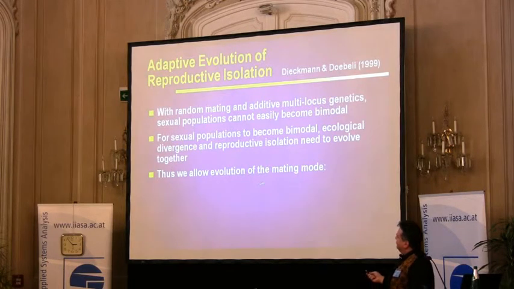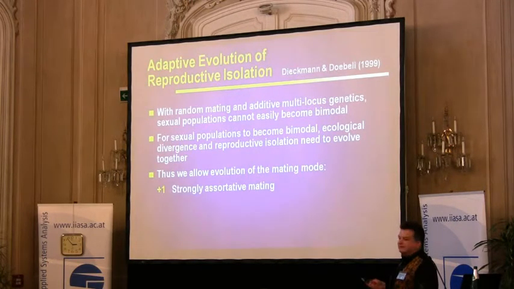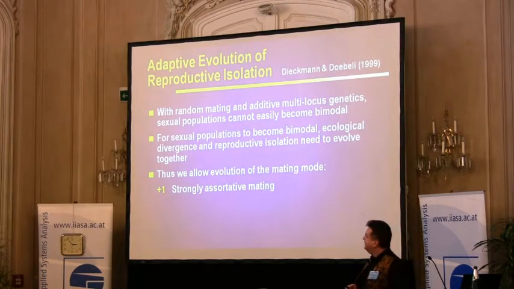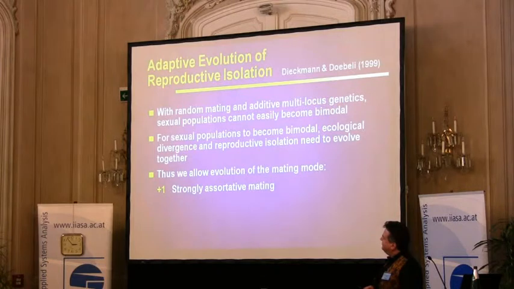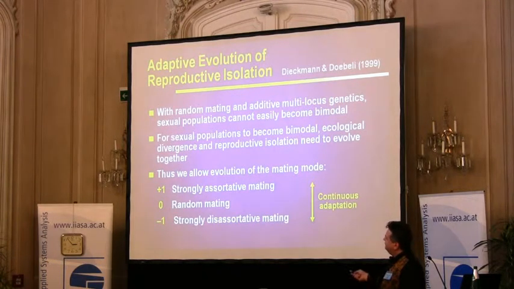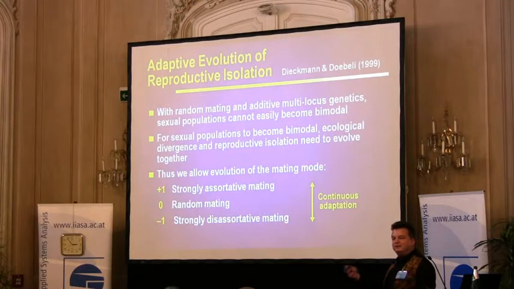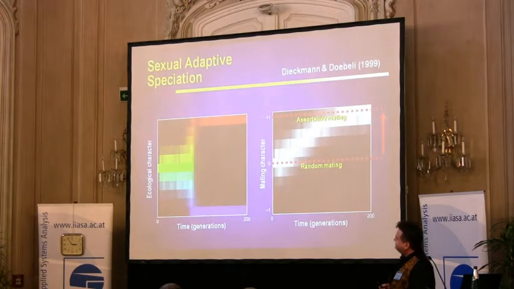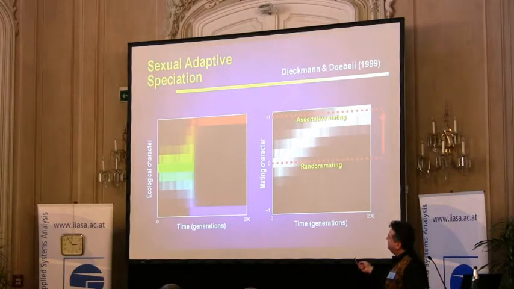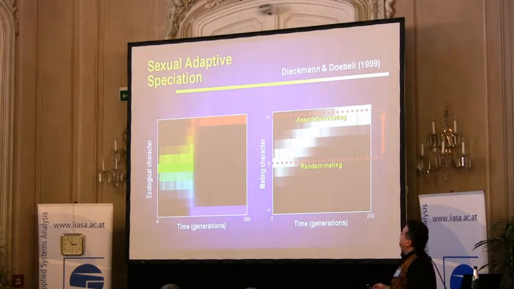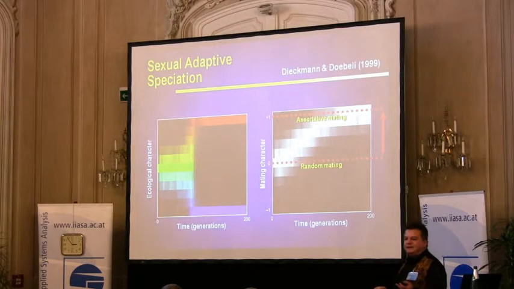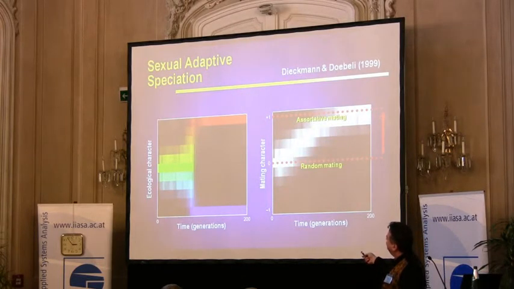And thus we allowed evolution of the mating mode. We introduced a second character in addition to the ecological character, which could range between +1 and -1, with 0 corresponding to random mating. So we allowed gradual evolution of the assortment. And here's what we get. We see again, even though we now have a multilocus model with diploid inheritance and sexual reproduction, we get a split of the population into 2 modes. And this goes hand in hand, is only enabled by the evolution of assortative mating. So only because assortative mating emerges can the split occur.